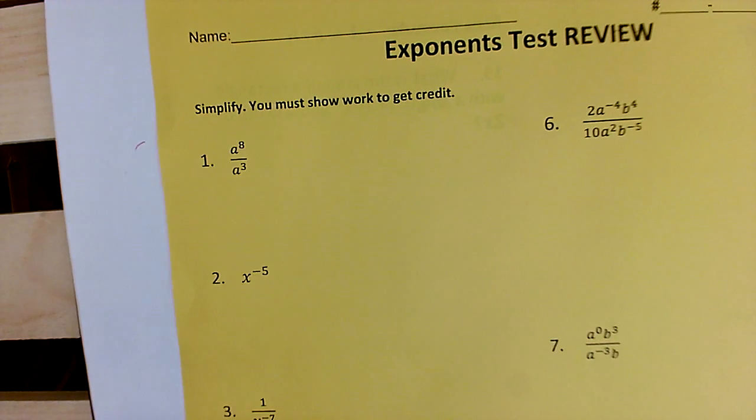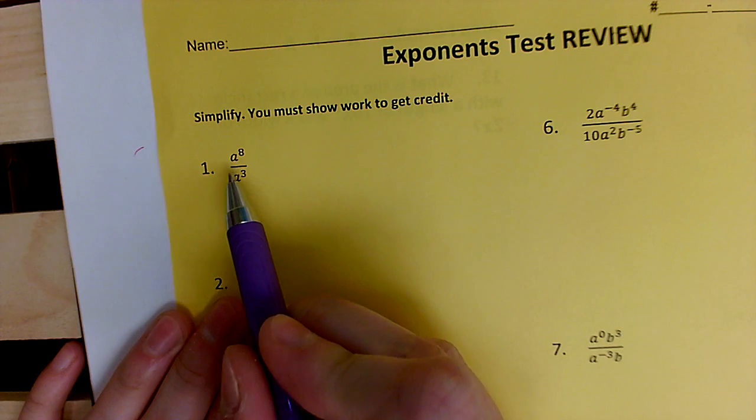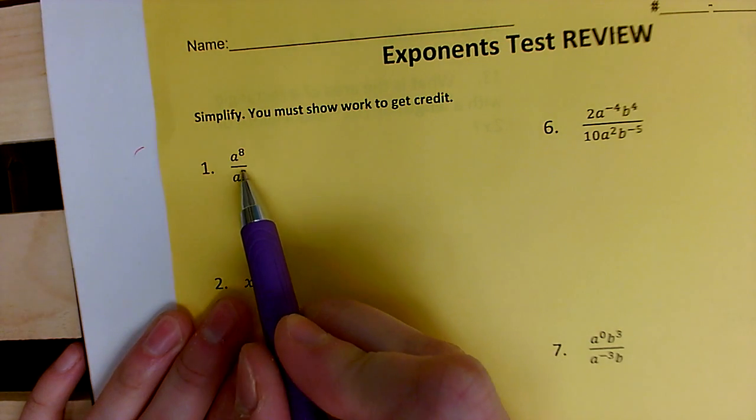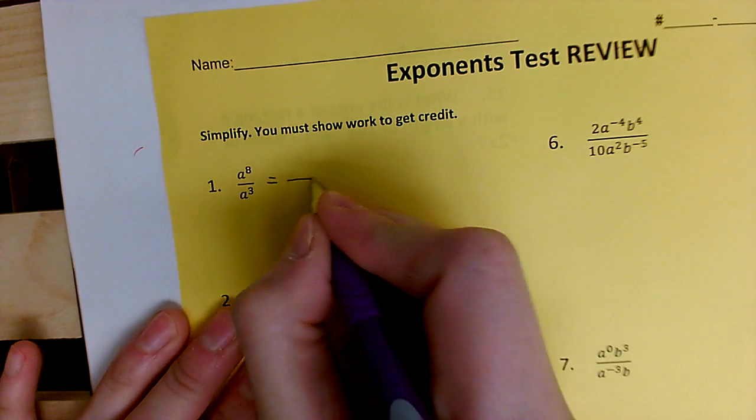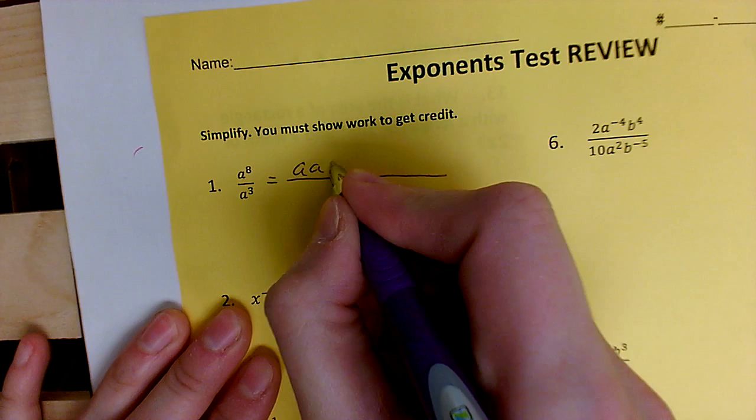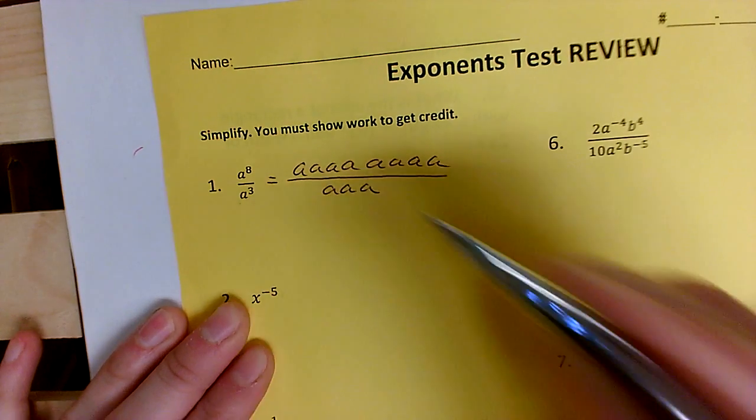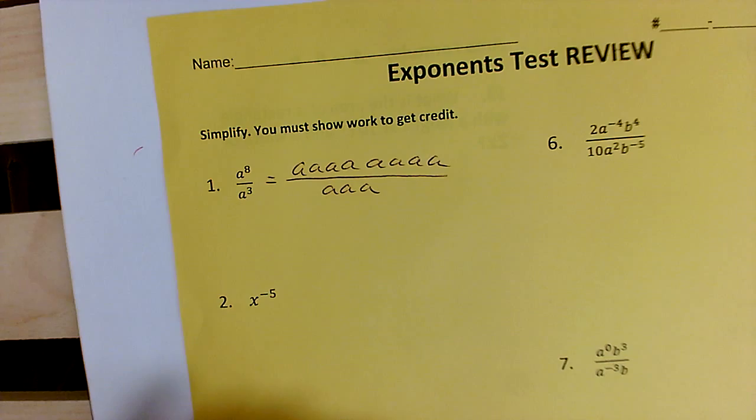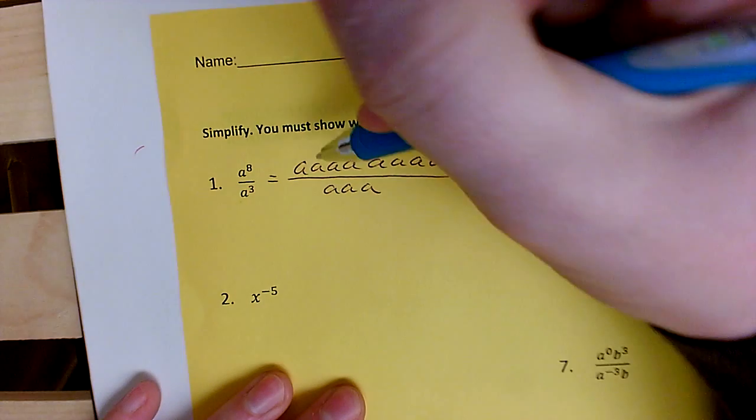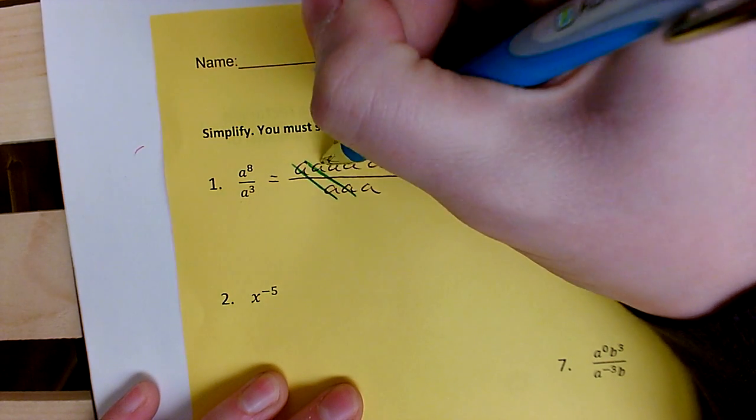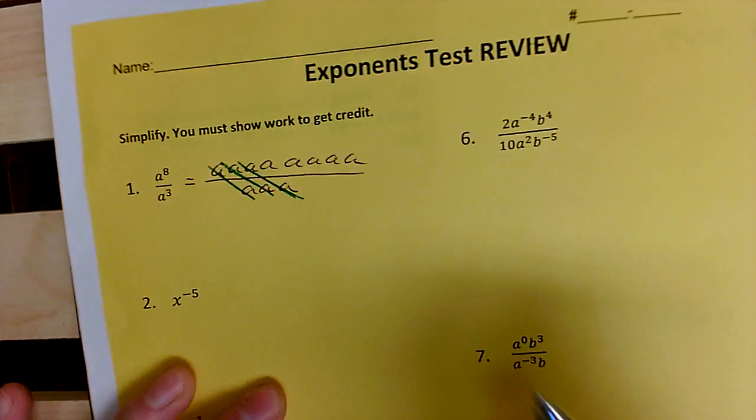Exponent test review. When you have repeating bases, the same letter written down more than once, that's how you know that you need to expand your problem. So I've got 8 A's on the top and 3 A's on the bottom. Now when you have the same letter on top and bottom of a fraction bar, they will cancel each other out. So I do this until I run out of letters on one side.